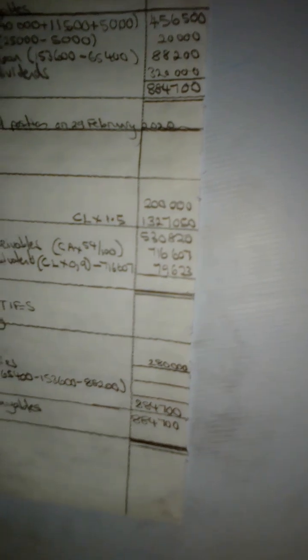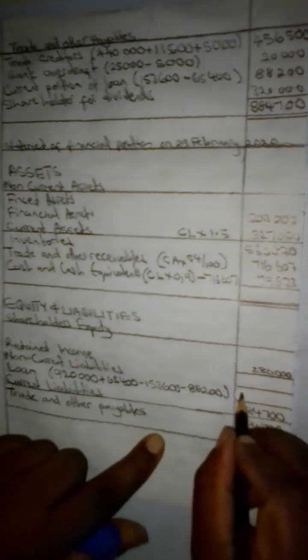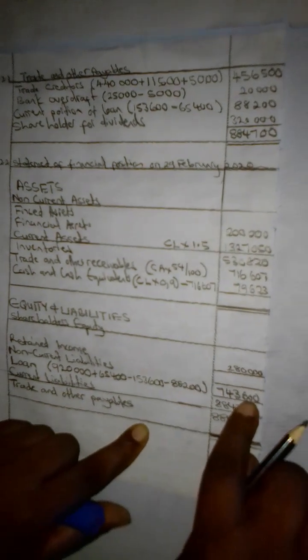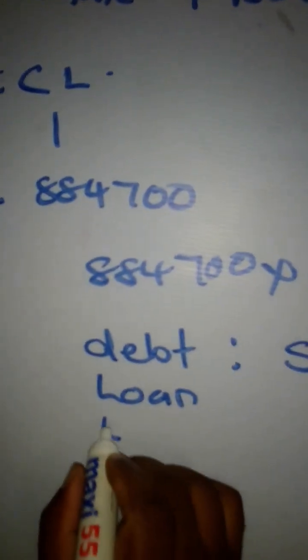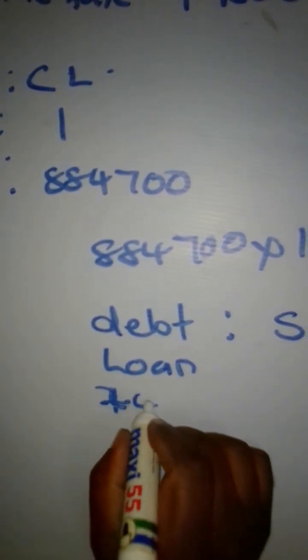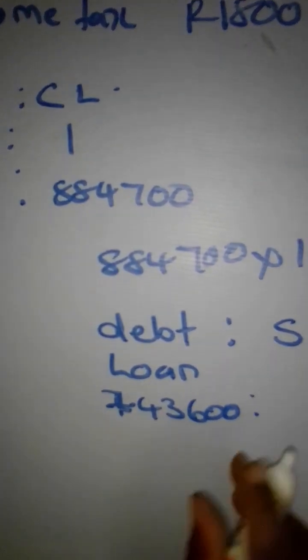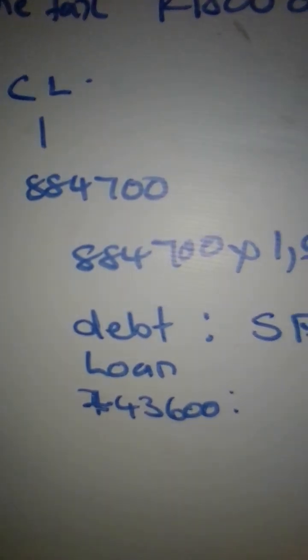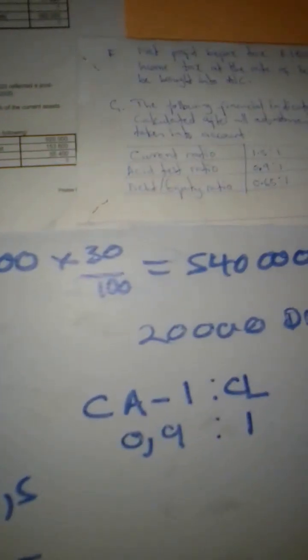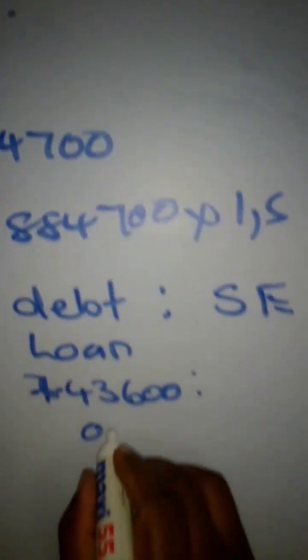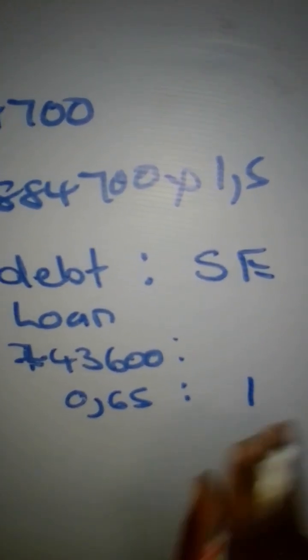After working with our calculators, we'll remain with 743,600. That is now the loan that we are having. So when we are looking at our debt equity ratio, we are saying that our debt is 743,600, as to the shareholders' equity. And if we look at the debt equity ratio that they have given us, they are saying that 743,600 is equivalent to 0.65, and the shareholders' equity is 1.